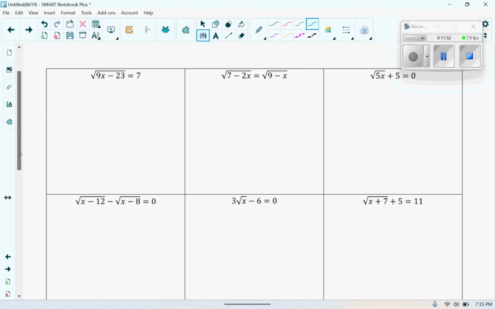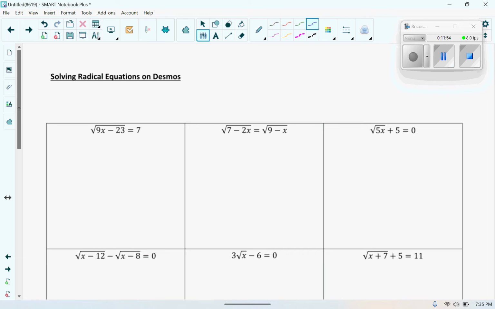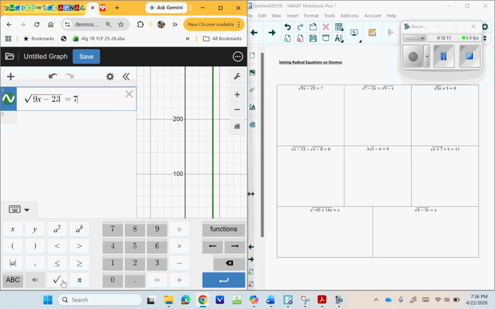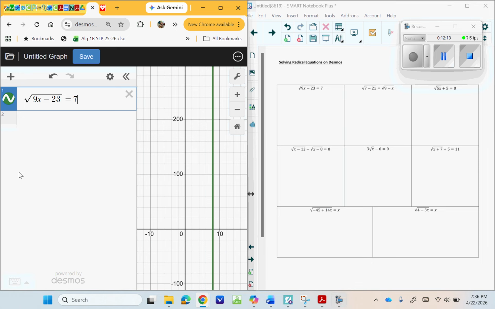Okay, for these last ones, we are just going to type these in on Desmos. I'm going to show you what that looks like here in just a second. If you'll notice, I typed this in. If you need help finding the square root button, it's right there. And we're just going to set it equal to 0. Anytime you solve equations, it's going to be a straight vertical line.